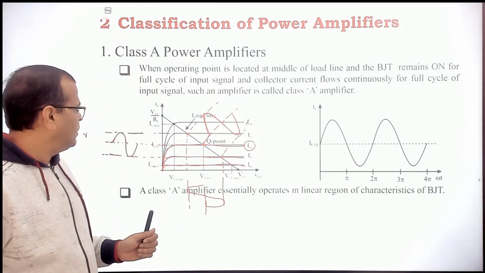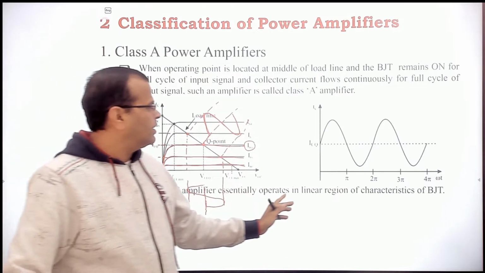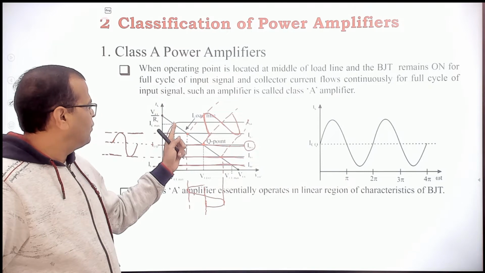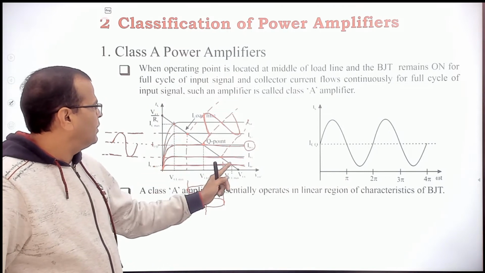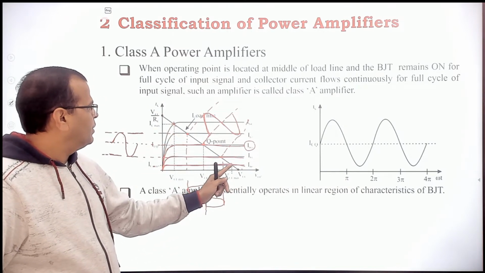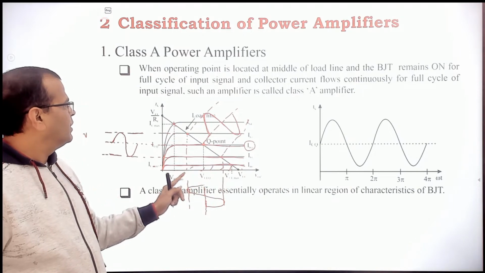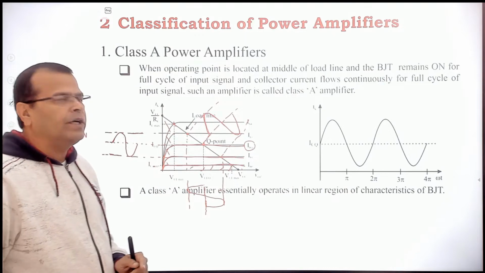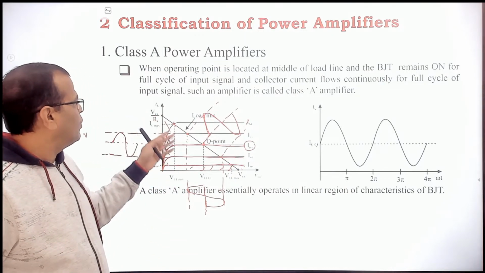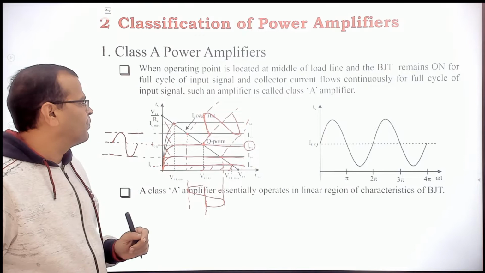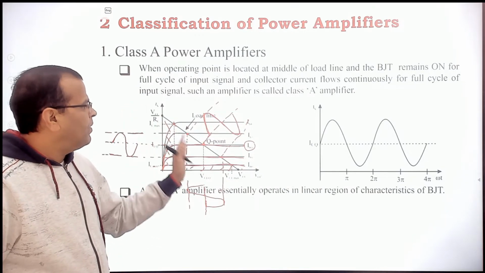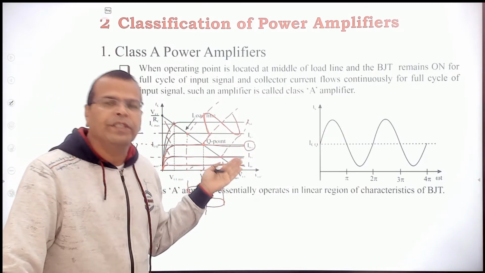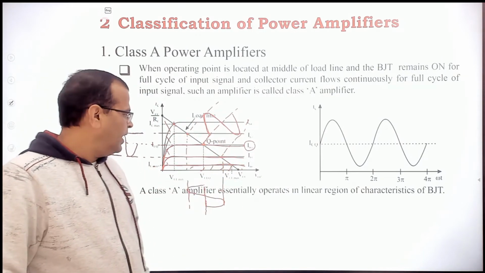Now let us see the points further. The class A amplifier essentially operates in the linear region of the characteristics. Remember, this region from here to here is the linear region of the characteristics. The lower region is the cutoff region, and this region is not ohmic, rather we will say that is the saturation region. So the amplifier operates in the linear region, that is, the Q point is located in the linear region in the case of the class A amplifier.